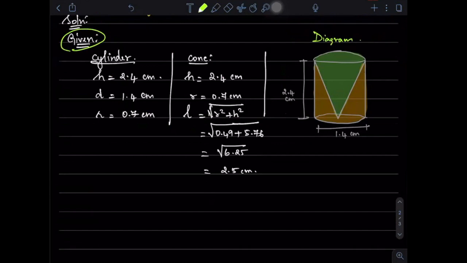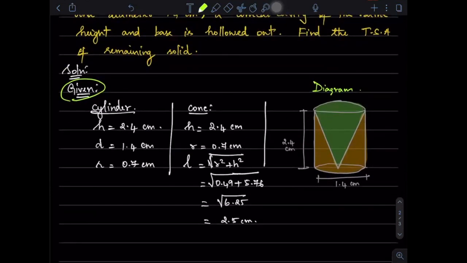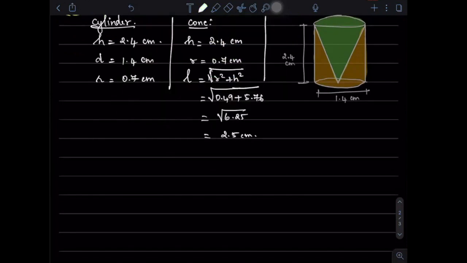Is there any assumption I have to make here? No, because there are no parameters I should find, only the TSA area I should find. So I'm going to write the formula. அப்ப நான் என்ன பண்ண போறேன்? You find required TSA ன்னு போட்டுடுங்க. Simple. The required TSA is equal to என்ன வரும்?